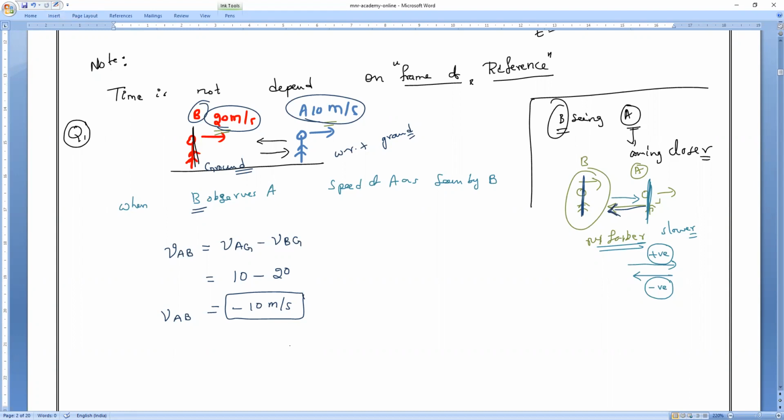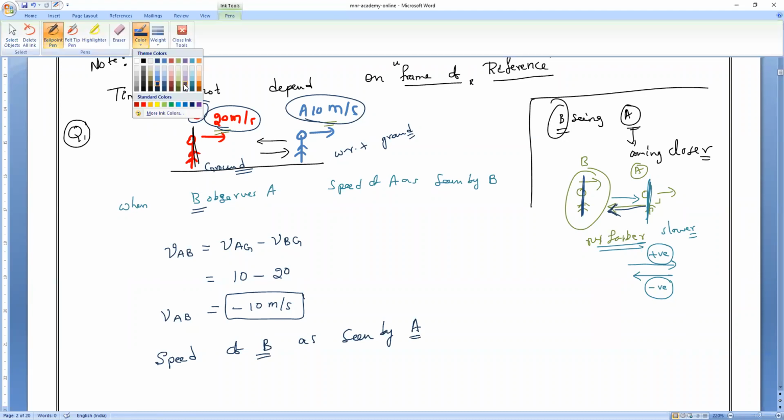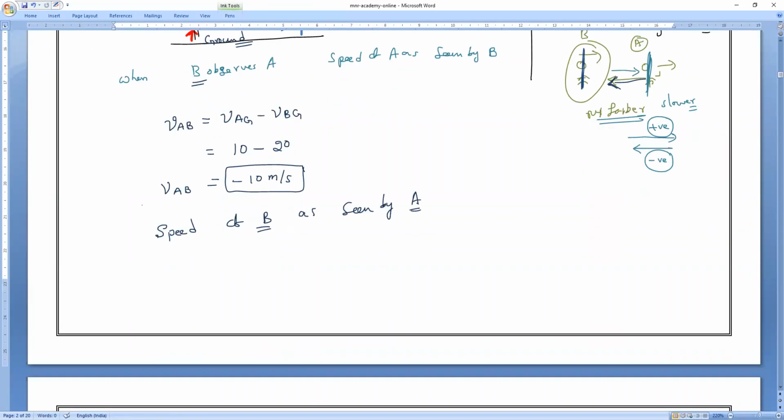Now, next. What will happen if we take the speed of B as seen by A? Now A is our observer. A is looking backward and observing B. So the speed of B as seen by A. Can you tell me now? 10 meters per second, as seen by A. What will happen? All of you. So now with respect to whom? The relative velocity of B with respect to A is equal to what?